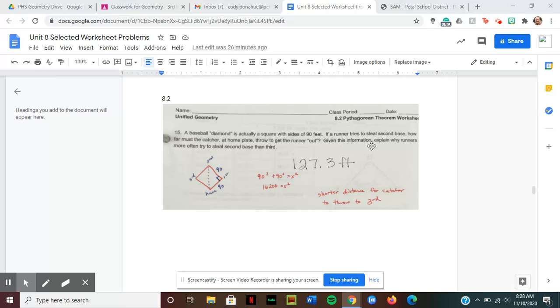So then, given this information, explain why runners are more often going to try to steal second base than third. Well, it's merely because if the catcher is throwing to third base, he's only got to throw 90 feet. But if he's having to throw to second base, he's got to throw 127.3 feet, which is a lot longer. It's going to take a lot longer for the ball to get there. So that's why runners are going to more often steal second than third.